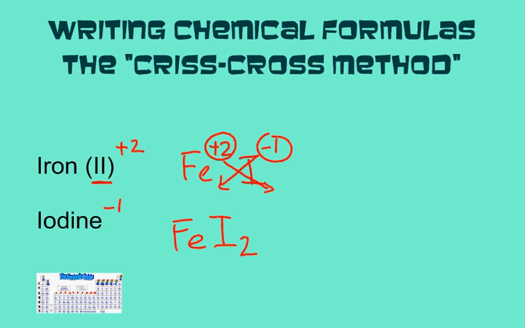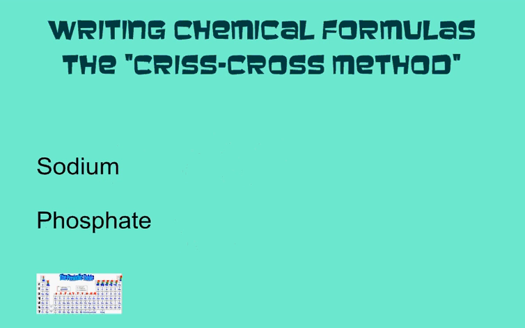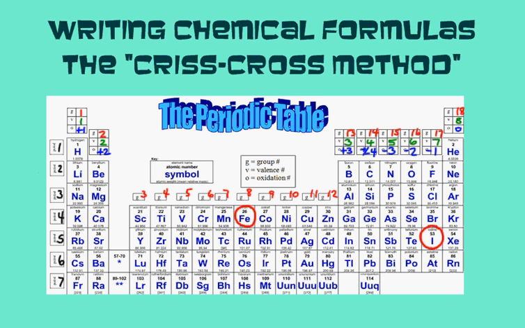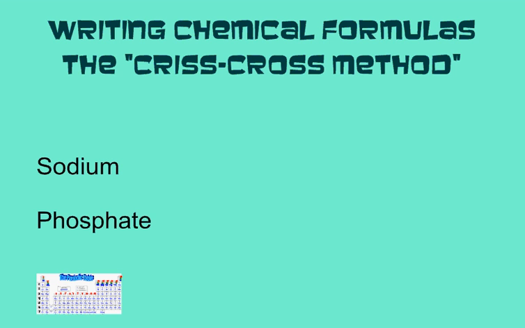All right, last one. We're going to crisscross sodium and phosphate. Going to the periodic table, we know that sodium is atomic number 11. It has an oxidation number of +1, just like everyone else in group 1 does. So we're going to put a +1 here.